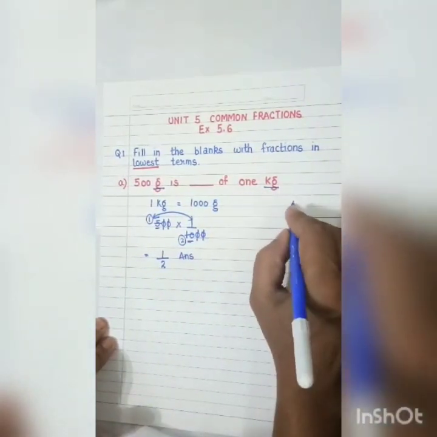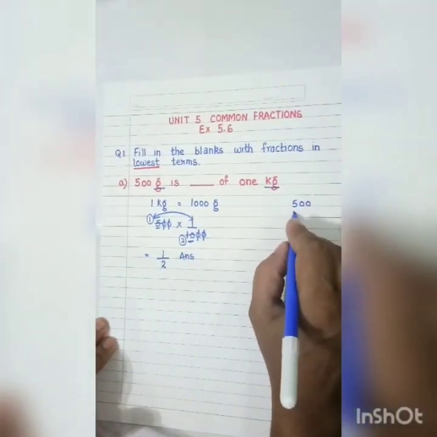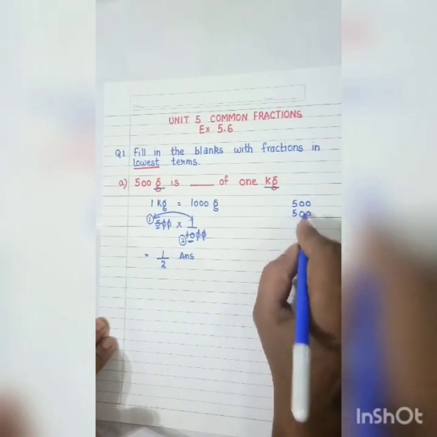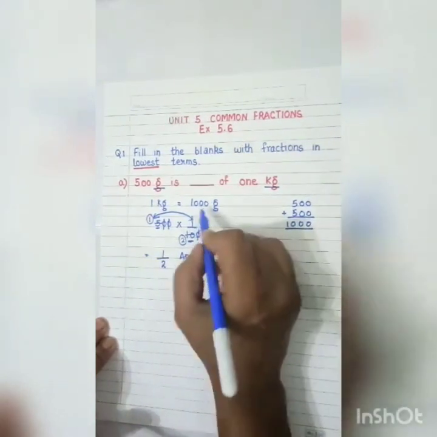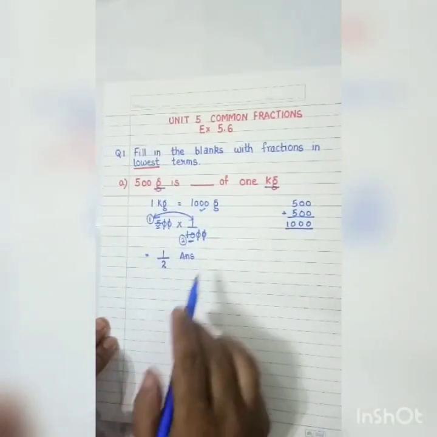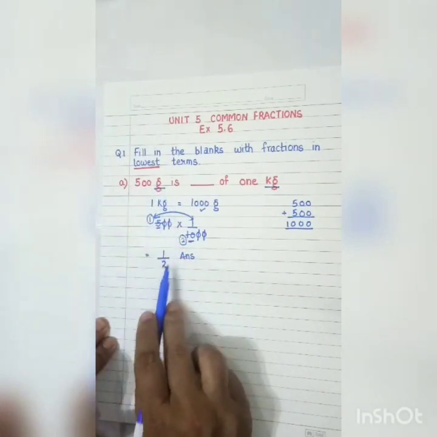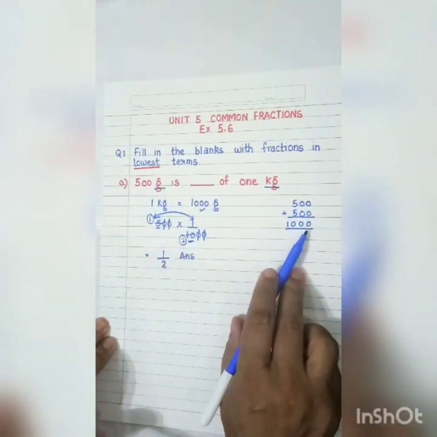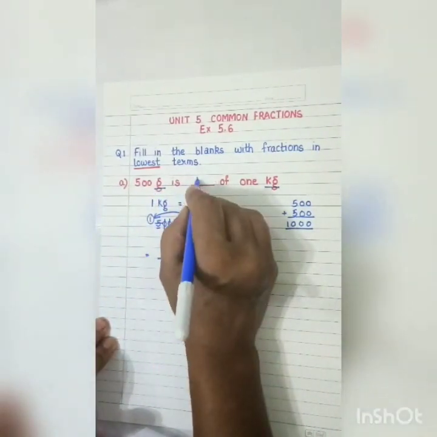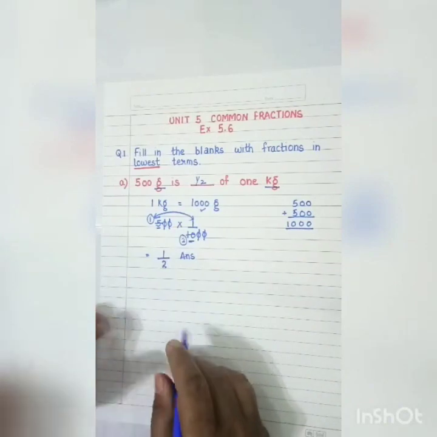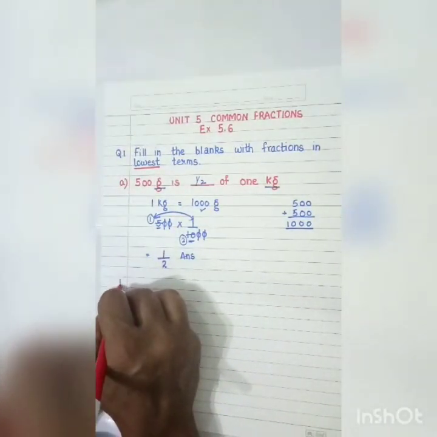And you can check your answer also. 500 grams when written here has to be added again. And when we add, we get 1000 and we get the relation correct, that if we are adding 500 grams 2 times, we are going to get 1000. So 500 grams is half of 1 kg. It can be written like this. So this makes the complete solution.